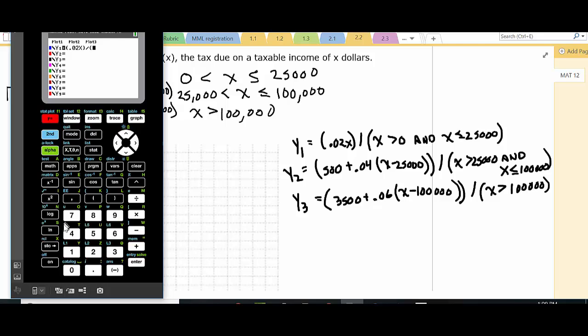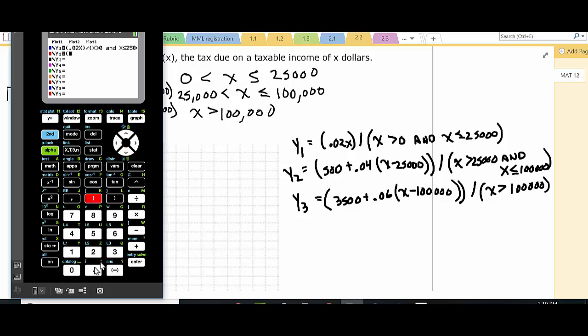So it goes like this. We would say x test greater than 0, like that. Then you'd have to go back to your test, to logic, and get "and" to come out. So you just got to know where everything is. Then you would say x, back to test, and then it would be less than or equal to 25,000 like that. So if you can find all your buttons on here, you'll be fine. So that's how you do that. Just try to put it in exactly the way I've written down.